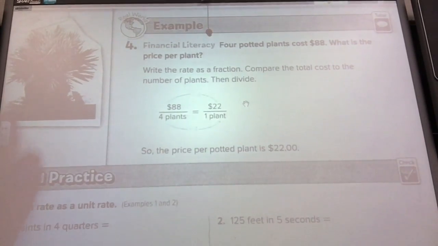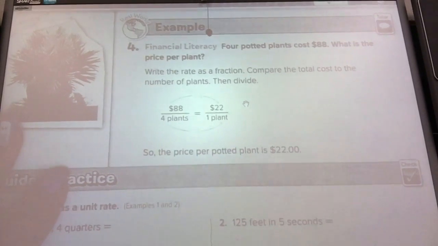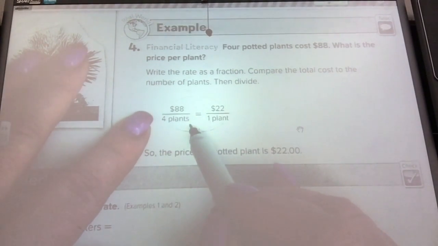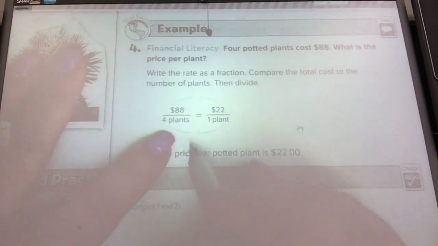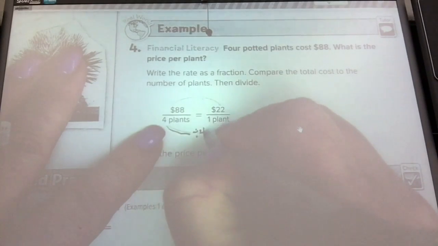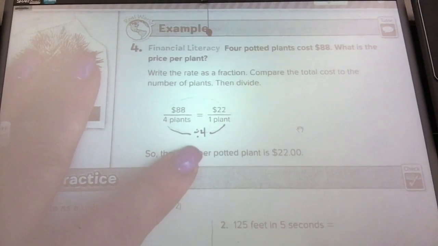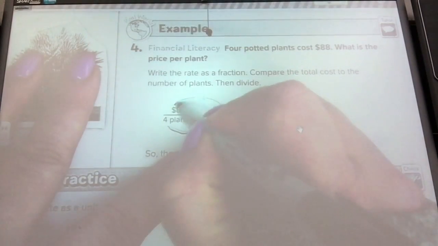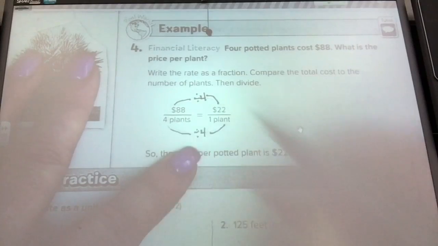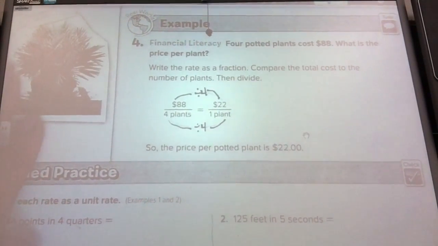All right, go ahead and turn your page. They're going to give us another example here, and it talks about 4 potted plants costing $88, and they want the price per plant. So you first write it as a fraction, $88 over 4 plants, and we want to get this down to 1, so we're going to divide by 4 to get 1. 4 divided by 4 is 1. Any number divided by itself is always 1. And then what you do on the bottom, you got to do on the top. 88 divided by 4 is 22. So each plant costs $22.